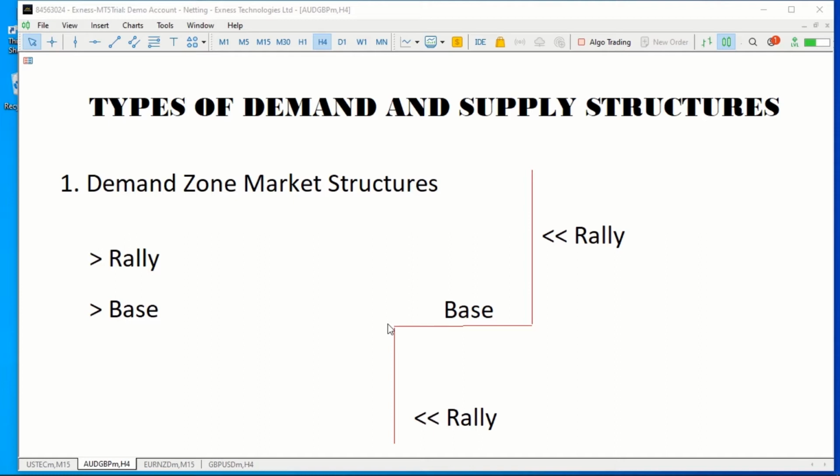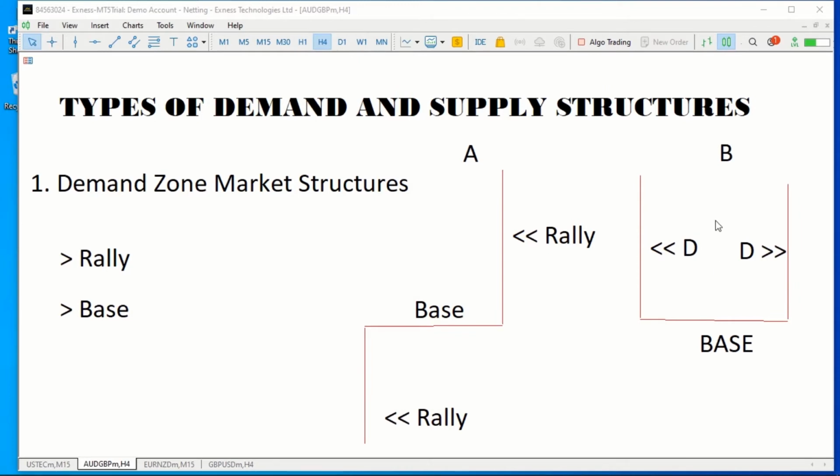I'm going to draw the second demand zone structure for you to see. Looking at the second type of demand zone market structure, this one is no more a rally. This is a down move. Price is heading downwards from the top. This is a swing low or down move, which is normally called a drop. So D stands for drop. Down here we have our base, consolidation or equilibrium level, which is our demand level. At the extreme right side of the market is our uptrend or up move, which is technically called rally.